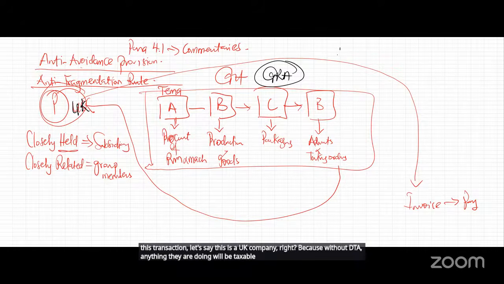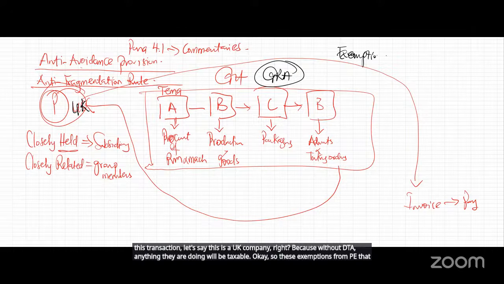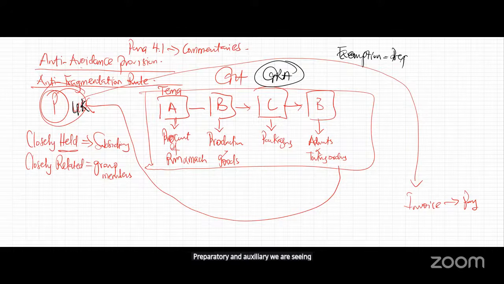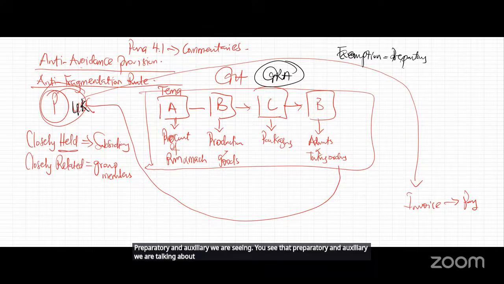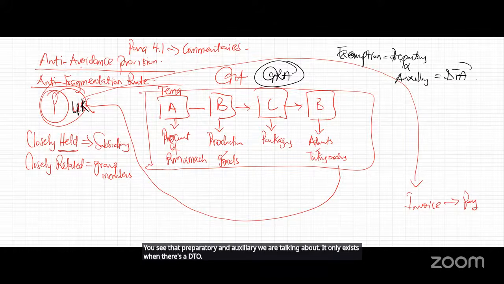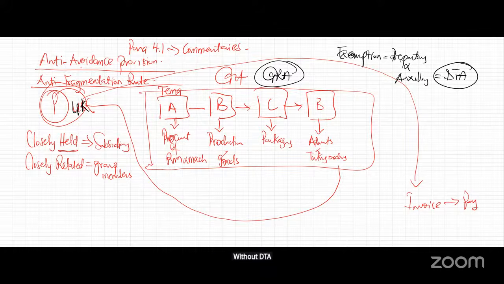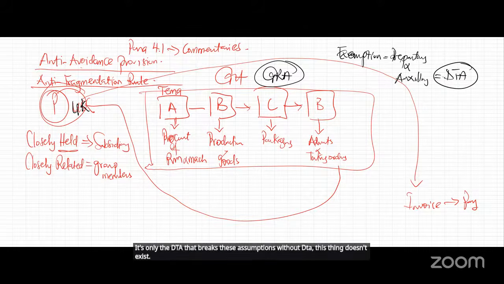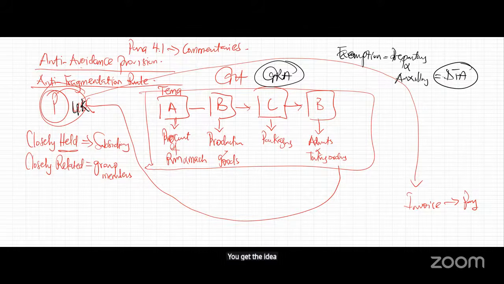So these exemptions from PE, that preparatory and auxiliary we are talking about, only exist when there's a DTA. Without a DTA, GRA will tax everything you do in Ghana. We don't care. It's only the DTA that creates these exemptions. Without a DTA, this thing doesn't exist. Do you get the idea? Yes, Prof.